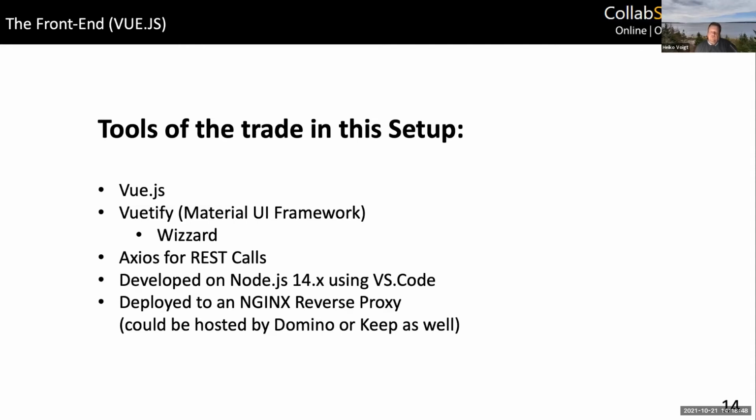We developed this on Node.js and using VS Code, and we'll deploy it to an Nginx reverse proxy. But this could also be the final version that you're deploying into production. Could also be hosted through the Domino HTML directory, or Keep has its own store for that as well. So you make use of the HTTP stack that Keep gives you, which also, in comparison to Nginx, makes use of HTTP2 performance optimizations that you might gain from that. So both ways are possible in that space as well.